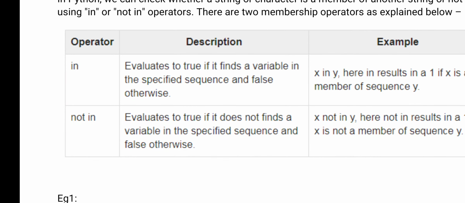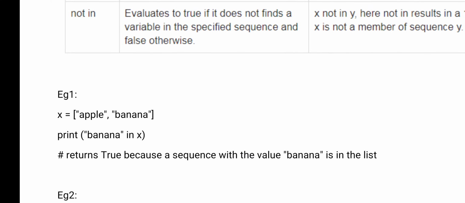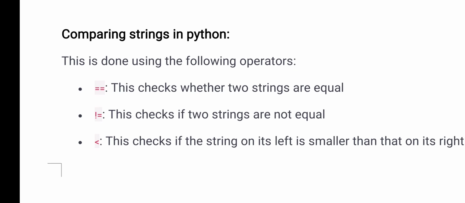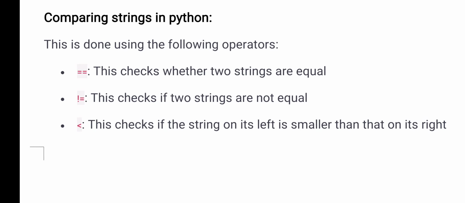The in operator checks whether the given string is there or not, and not in checks whether the given string is not there. The second one, comparing. Using the comparison operators, we compare one string with another string. If it is equal, it is there. If it is not equal, it is not there. Or one string is greater than another string, or less than another string, or greater than or equal to another string. Whatever comparison operators are there, you can apply all of them here.